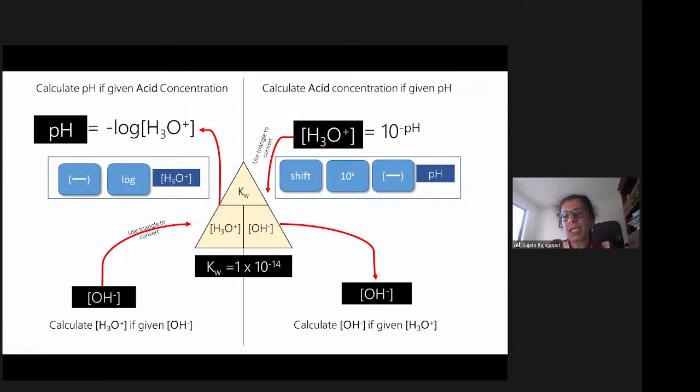Press your shift key and above your log, there is a 10x symbol. So that's what it comes. Press your negative sign and your number of the pH. Calculate OH if H3O is given, calculate OH, but sometimes Kw is given, so you can calculate either one of them.